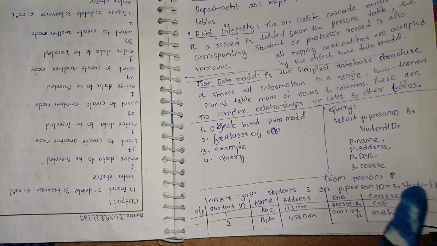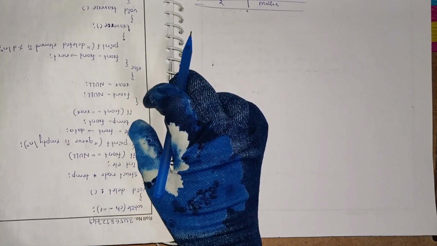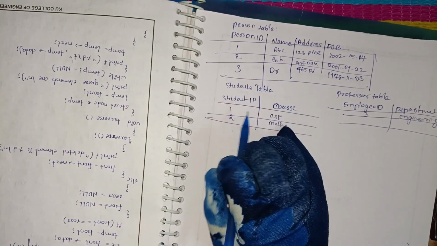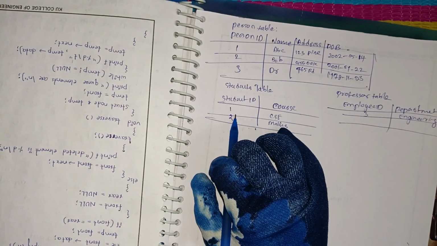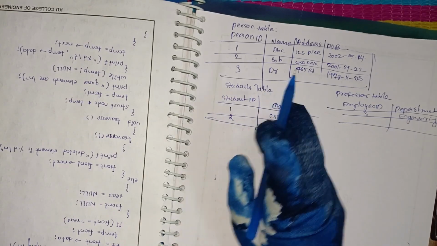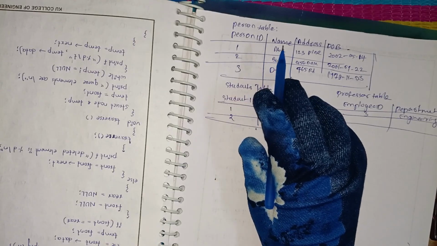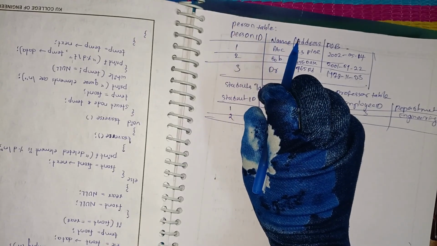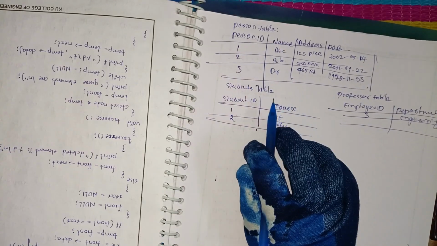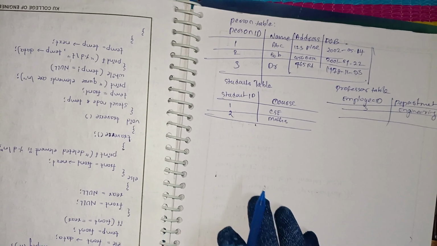So this is the query. Means the query is joining 2 tables at IDs and giving all details of person IDs 1 and 2, means name detail, address detail and date of birth detail.